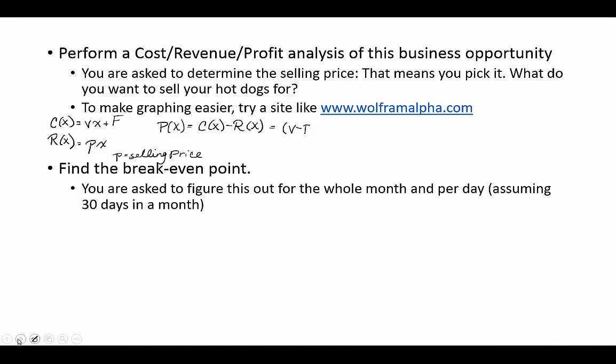Okay, Control Z doesn't work. Where's my undo? No, but I have an eraser. So that becomes P, our selling price, minus our variable cost, times our x values, minus our fixed cost. So once we know our variable cost, our fixed cost, and our selling price, we can just go ahead and put it in this equation and work it out.